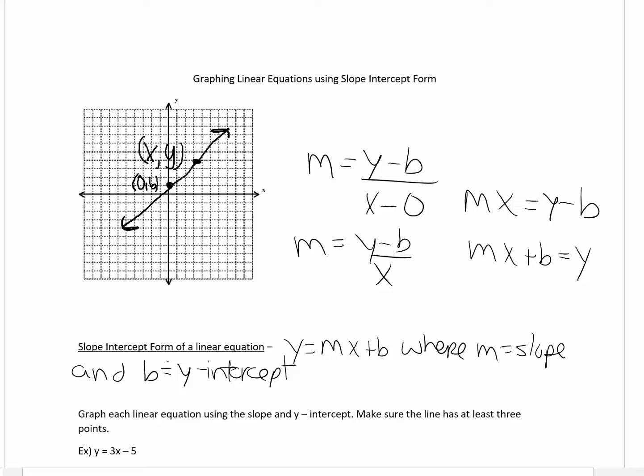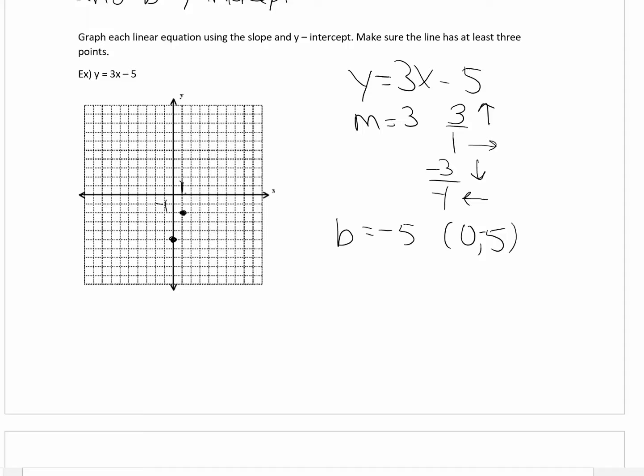Okay, my axes are labeled. I'm going to go by 1s here. So let's plot (0, -5) first. So I'm going to use the top slope. I'm going to go up 3 from the y-intercept to the right 1. Let's do it again. Up 3 to the right 1.